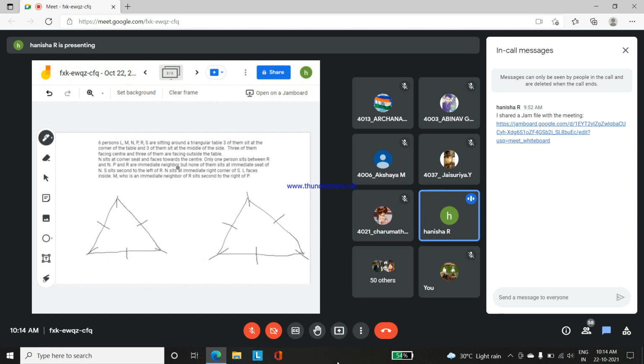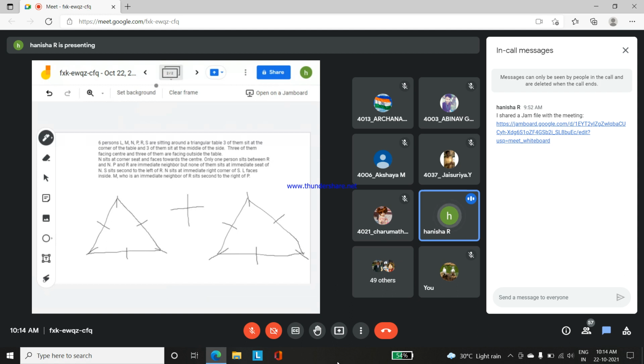Okay, so now 3 of them are facing center and 3 of them are facing outside the table. If you look at the question properly, they are saying 3 will be facing their center and 3 will be facing outside, and they did not mention who the 3 are. They just simply mentioned 3 will be facing center and 3 will be facing outside, but whether the person sitting in the middle or the corner faces the center, they did not mention. Okay, that is one thing.